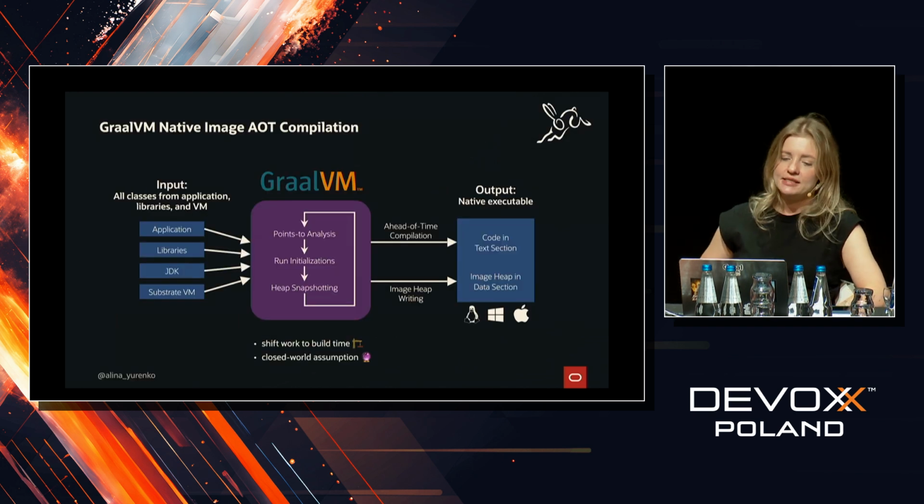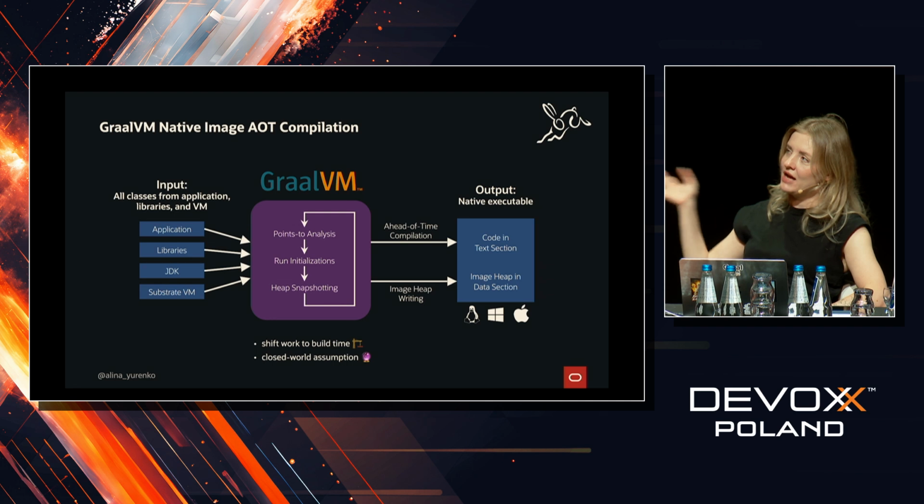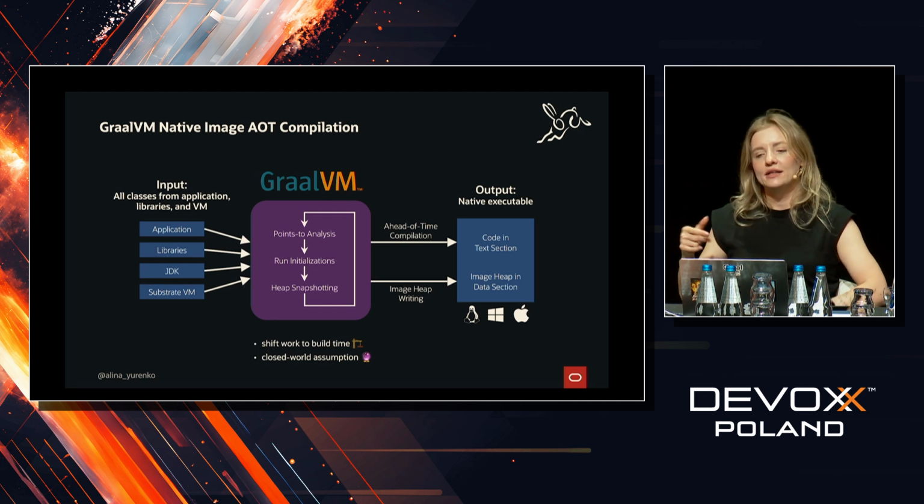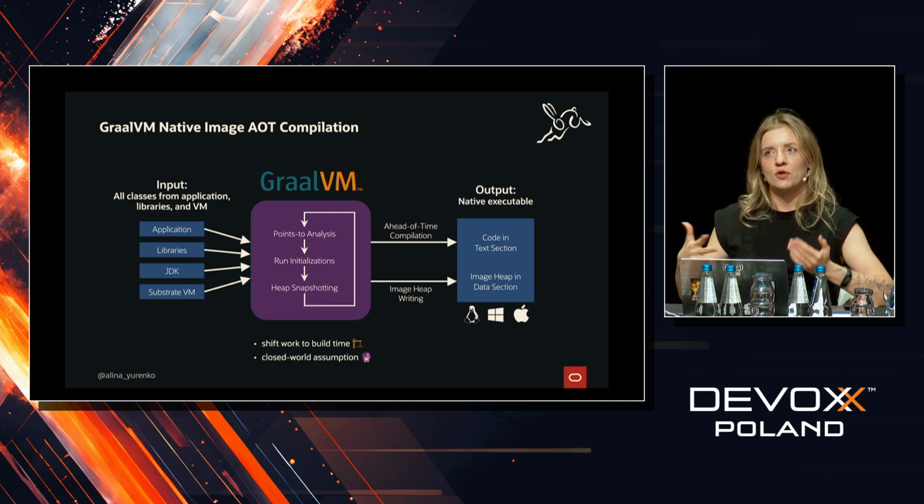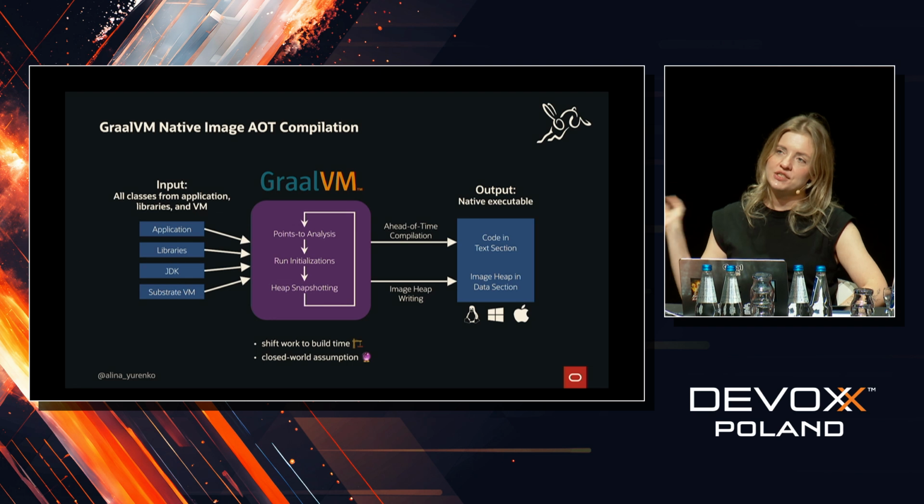So if you remember this slide about compilation and how it happens under the hood, there is a certain challenge here for what we call more dynamic Java features, such as reflection, serialization, proxies, resources usage, etc. And that is because those things need to be allowed, specifically enabled by you as a user or by your library, framework, etc., to work with native image and native image's closed world assumption.